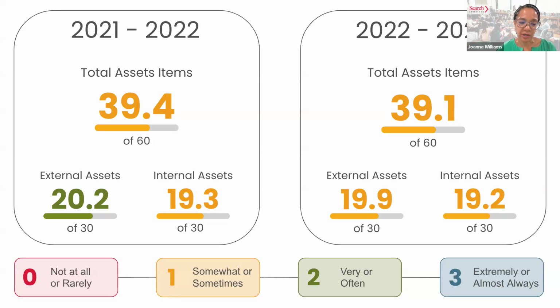So scores in external assets in 2021 were just over 20 and just under 20 in the next cohort, and both around 19 for internal assets. But I want to explain a little bit more about what those scores mean.